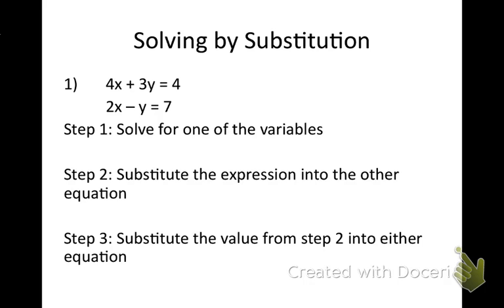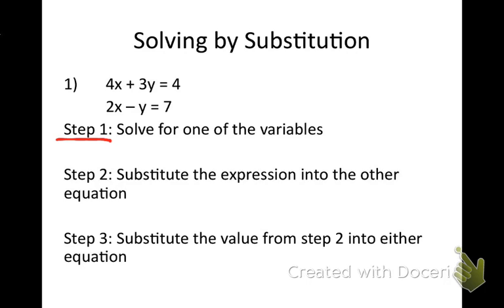Alright, let's try the first one. This is probably the toughest one you'll have today. So I have 4x plus 3y equals 4 and 2x minus y equals 7. I want to solve for one of the variables. So step 1, solve for one of the variables. If you look through there, I have 2 equations and 4 different variables technically, the x and y on the top and the x and y on the bottom.